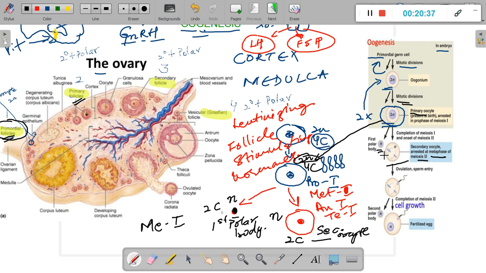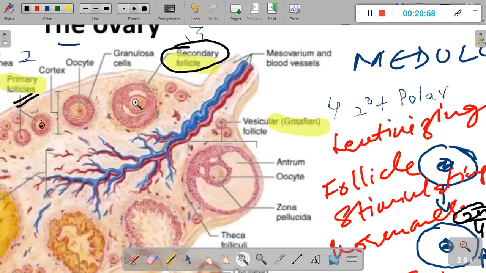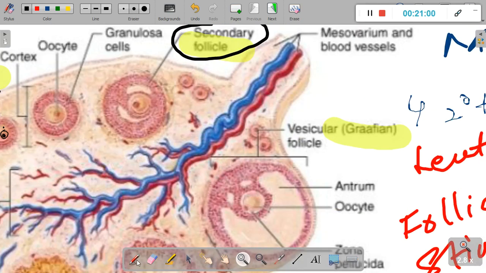One interesting thing to remember is that the polar body may or may not undergo meiosis 2. We'll see why that happens, or whether there is any significance to it. Anyway, where is the secondary oocyte here in the diagram? The secondary oocyte is usually formed in the secondary follicle. It is usually formed here. If you look at the center, let us magnify. So the secondary oocyte is here. This is the secondary oocyte now.